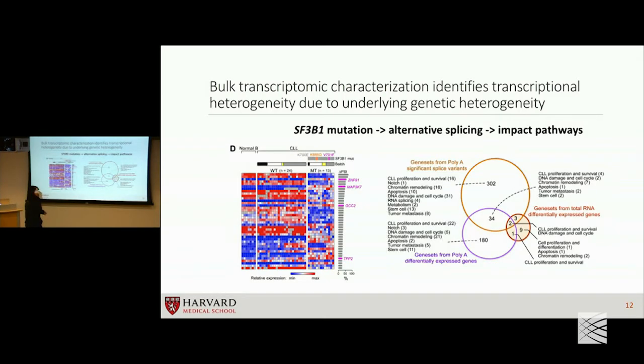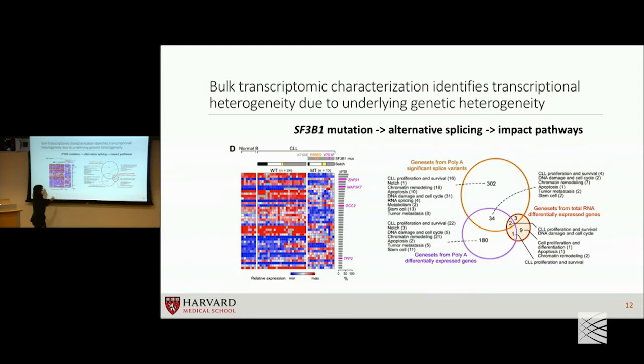SF3B1 is actually a commonly clonal mutation. Because it was clonal, we had lots of chronic lymphocytic leukemia samples with clonal mutant SF3B1, and we were able to compare those with chronic lymphocytic leukemia samples without SF3B1 mutation, and also with bulk normal B cells. As you can imagine here, each column is a sample and each row is a different alternative splice variant. You can also look at gene expression. But the general takeaway is that by comparing samples with clonal SF3B1 versus wild-type SF3B1, we're able to see alternative splice variants that are differentially included in the samples with mutant SF3B1 versus the CLL samples with wild-type and also in normal.